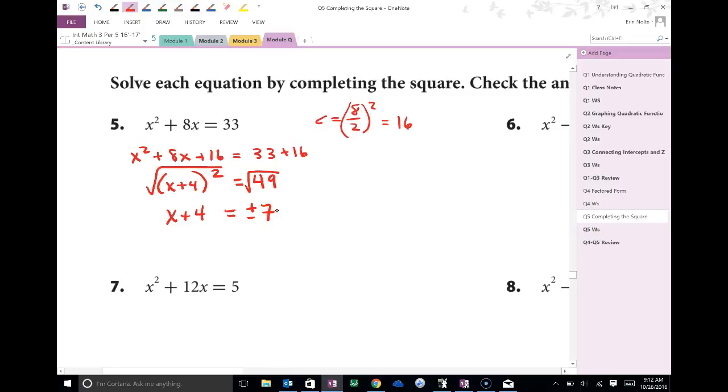Okay, now, what is my last step in solving for x? Subtract the 4, right? Okay, so this is what I need to be thinking. I have 7 minus 4, and I have negative 7 minus 4. Two different things. So what is 7 minus 4? 3. Okay, and what is negative 7 minus 4? Negative 11. We just solved a quadratic equation. Awesome, right?